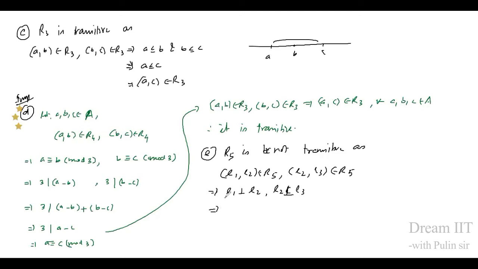So from here, what will you get? It doesn't imply L1 perpendicular to L3, but it will imply L1 parallel to L3. That means (L1, L3) does not belong to R5. Therefore, R5 is not transitive. That is already mentioned. Please see that. I'll just take a break.